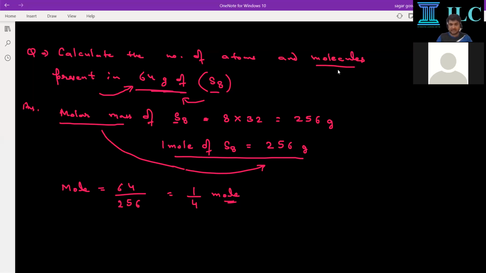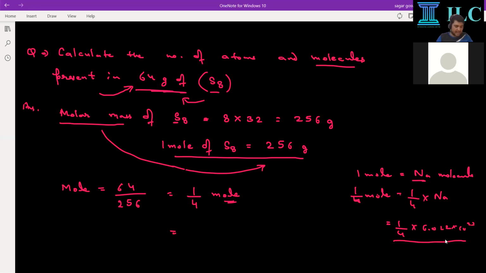If they are asking for molecules, 1 mole contains how much? Avogadro number of molecules, because it is a molecule. Na means Avogadro number. So 1 by 4 mole contains how much? 1 by 4 into Na. You can put the value 6.02 into 10 to the power 23. So that much molecules you will have.